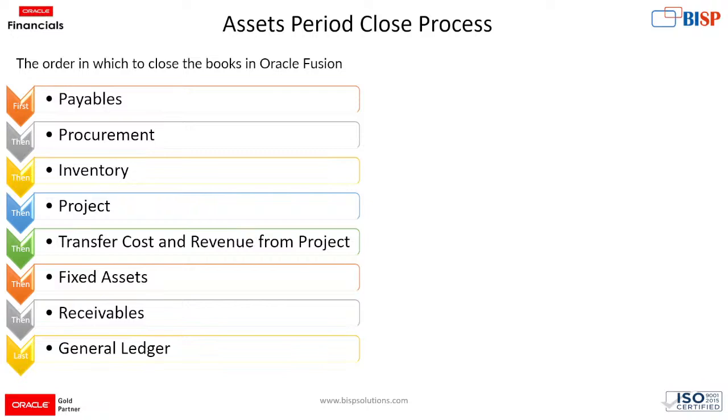And last but not least, close all subledger applications before closing the general ledger. So this is all about the period closure of the books in Oracle Fusion. Now let's move to the asset closure, fixed asset closure.